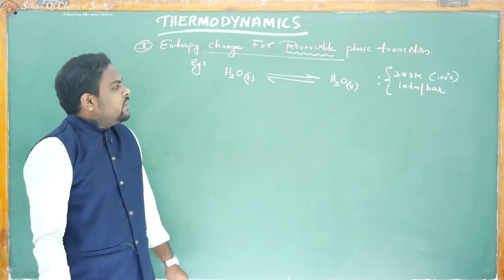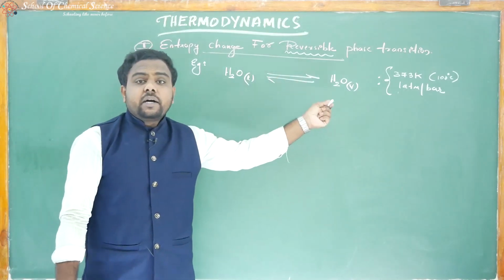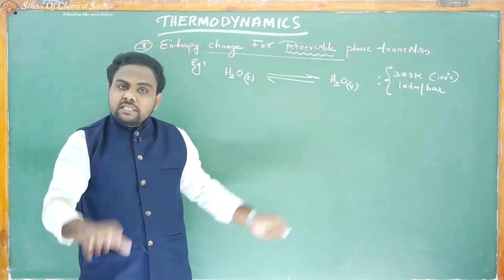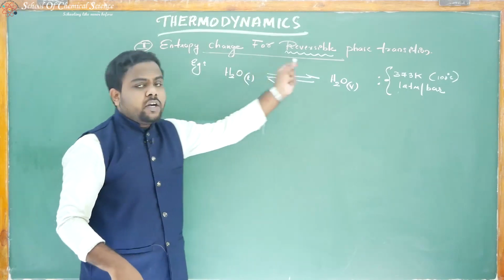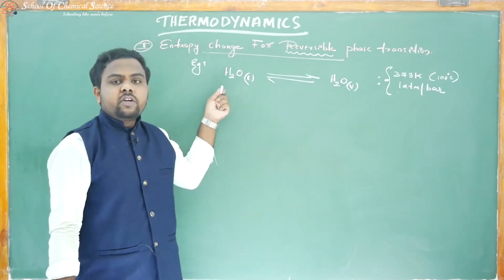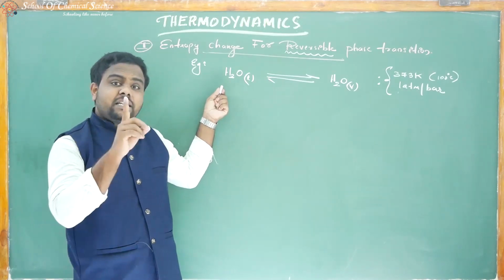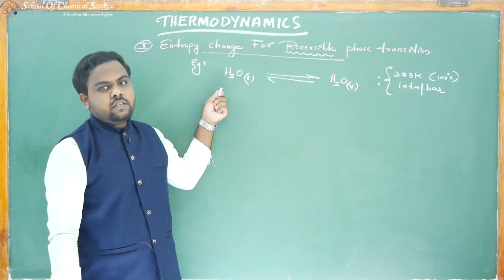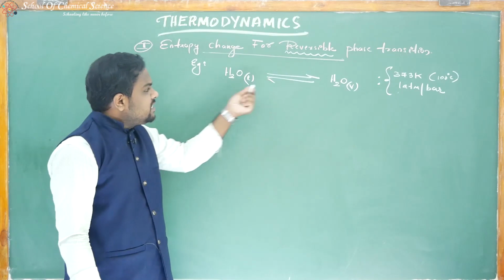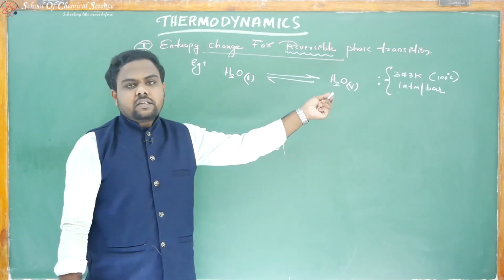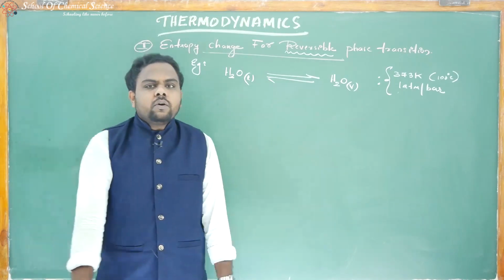Okay, so listen, at 100 degrees Celsius, liquid and vapor coexist. That means liquid will be there, vapor will be there. Liquid can be converted into vapor, at the same time vapor can be converted into liquid. There is an equilibrium between liquid and vapor at 100 degrees Celsius. So you can definitely say that at 100 degrees Celsius, this is a reversible transition.